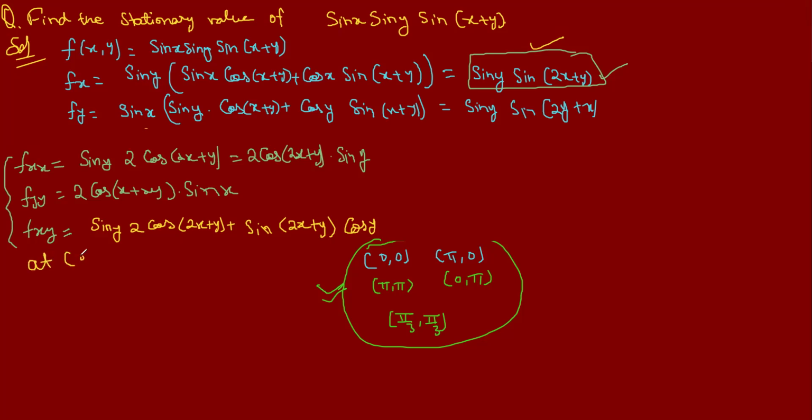First you check at 0, 0. At 0, 0, f x will be sin 0 is 0. The whole thing will be 0, right? If f xx is 0, no need to check further. Why? Because for maxima and minima, f xx can be negative or positive. Not understood? If f xx is 0, then D will always be negative, which represents a saddle point.